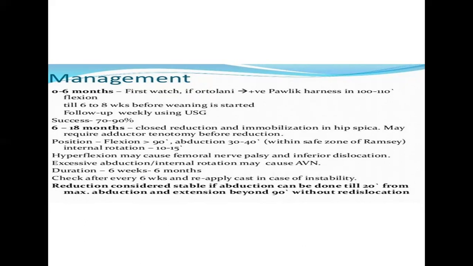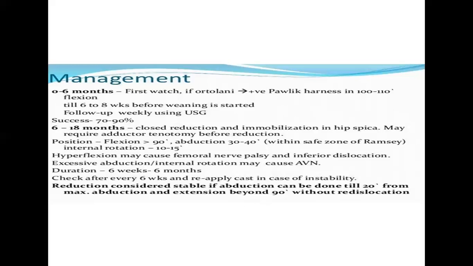6 to 18 months: closed reduction and immobilization in a hip spica, which may require adductor tenotomy before reduction. Position: flexion greater than 90°, abduction 30 to 40°, within the safe zone of Ramsey, internal rotation 10 to 15°. Hyperflexion may cause femoral nerve palsy and inferior dislocation. Excessive abduction and internal rotation may cause AVN.